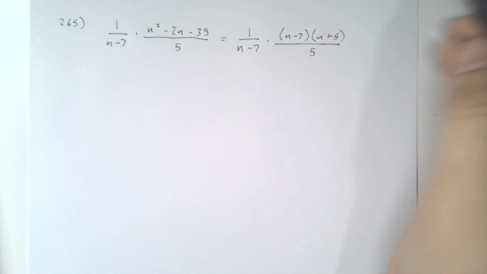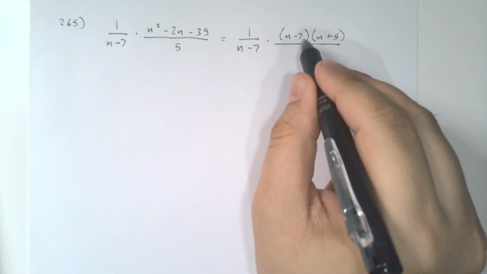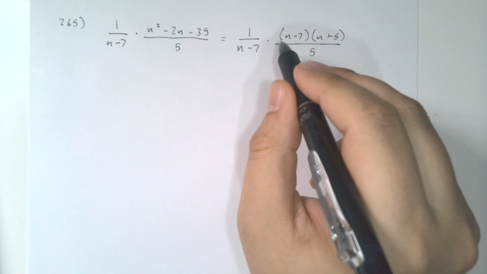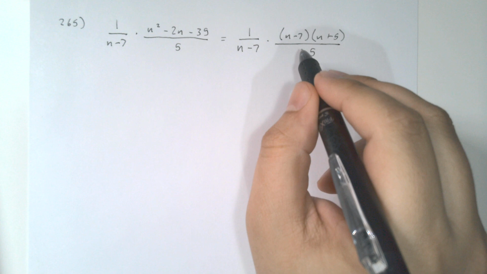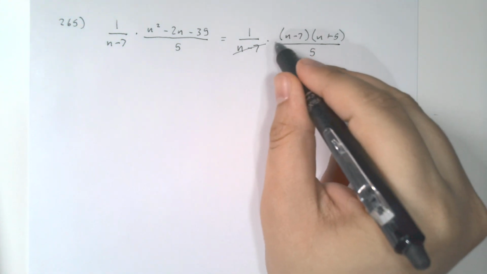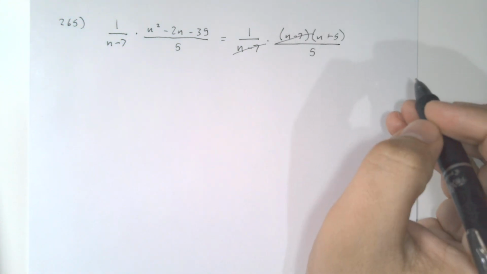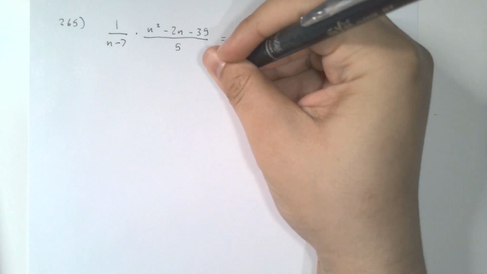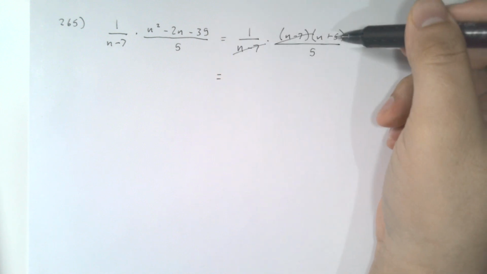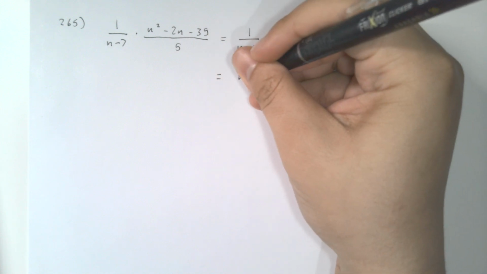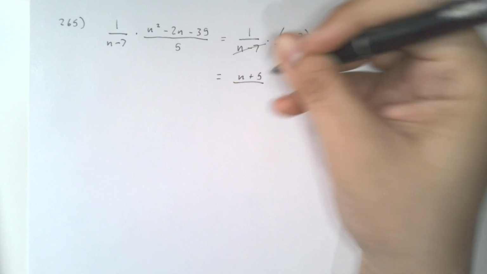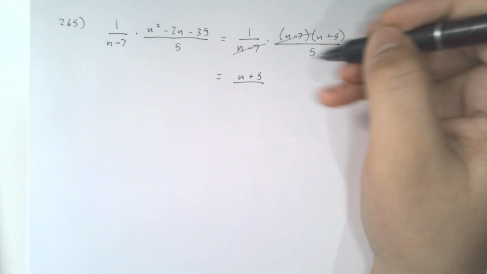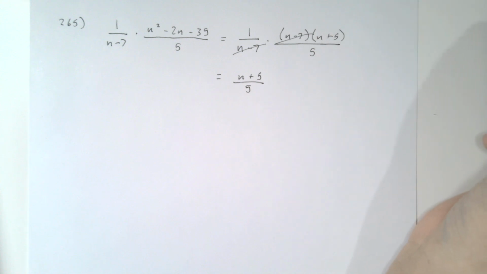And now notice that we have n minus 7 and n minus 7 in the numerator and the denominator here. So they still cancel out. And what we're left with is just 1 times n plus 5, which is just n plus 5, all over just 5. So we have n plus 5 over 5.